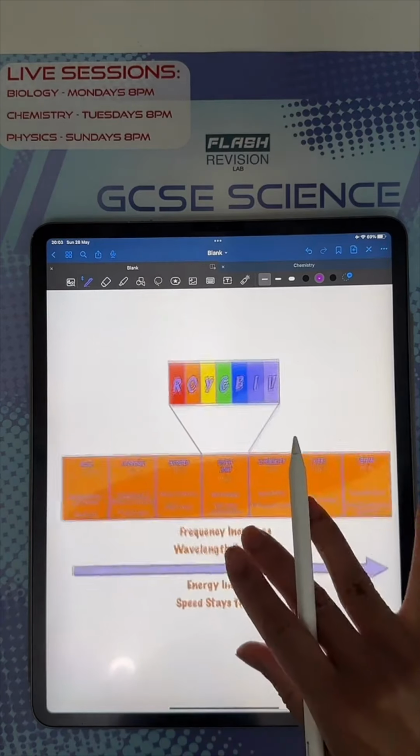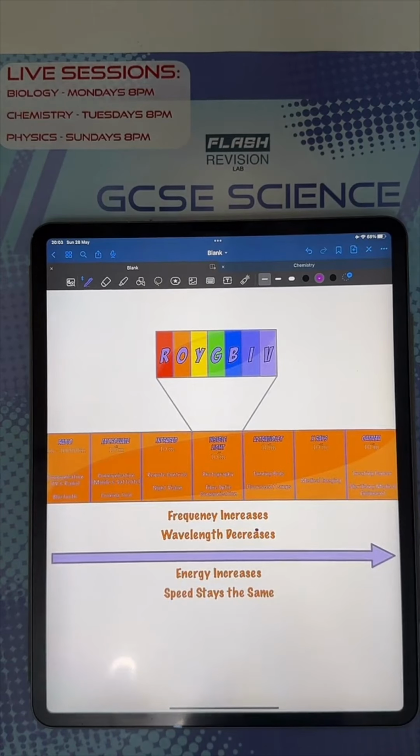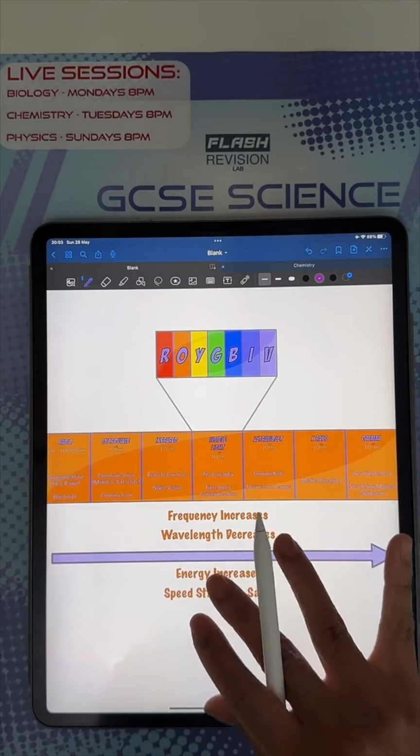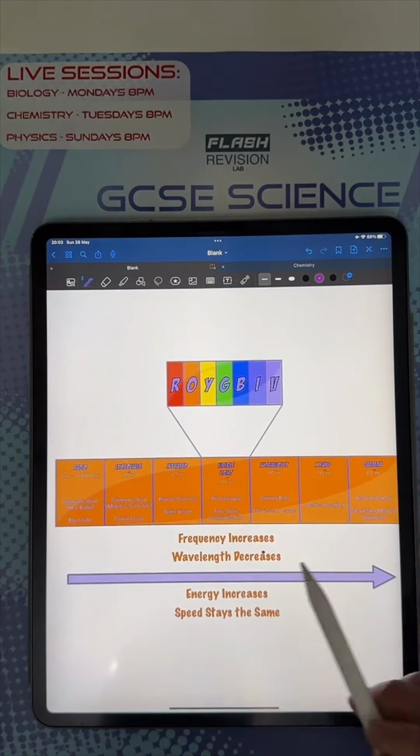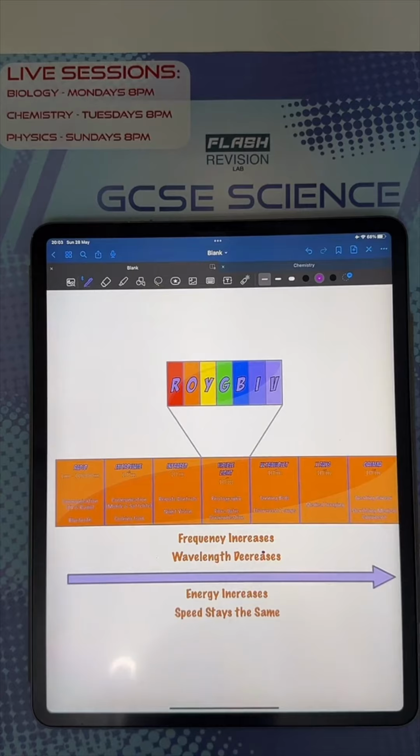Yes, I will upload this at some point as well. Uses, yes, you do need to know the uses. So we've got the uses here. I'll let you screenshot this at some point.